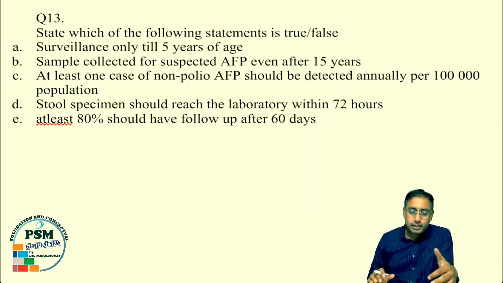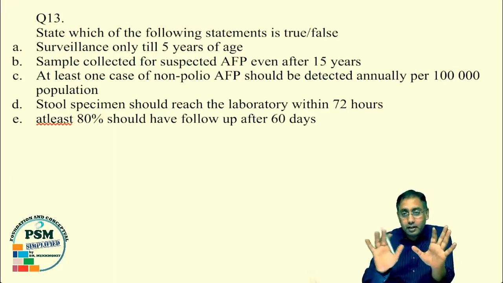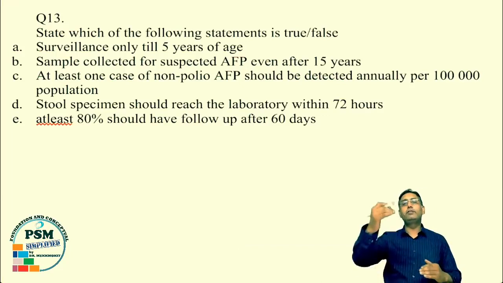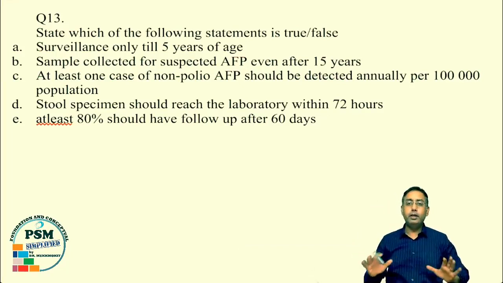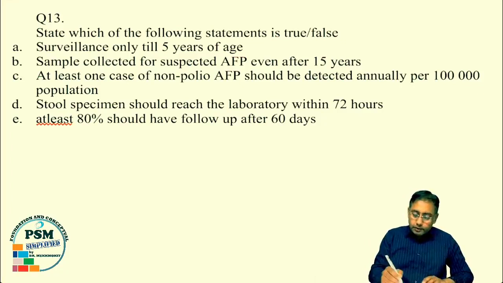So let's come to the next MCQ, question 13. State which of the following statements is true and false for AFP surveillance. Surveillance only till 5 years of age. Of course, that's a wrong option. It's not done till 5 years. It is done till 15 years. Any child up to 15 years, we will do the AFP surveillance. So surveillance done till 5 years of age is a false option.